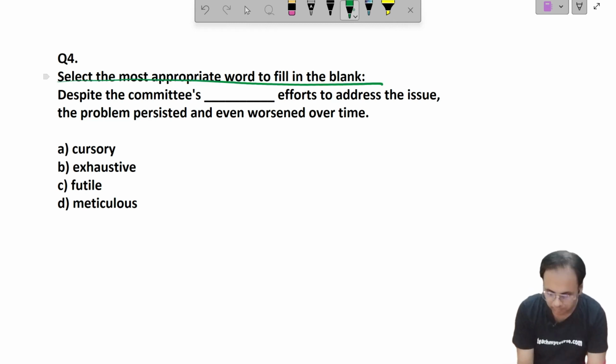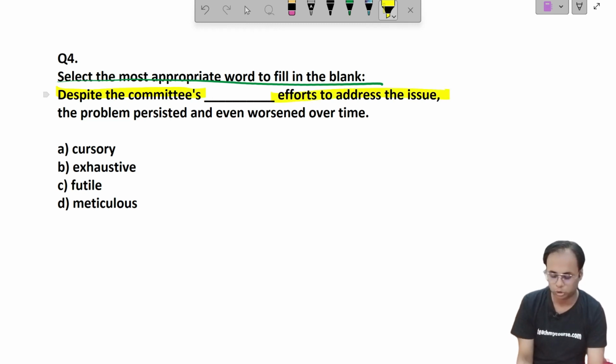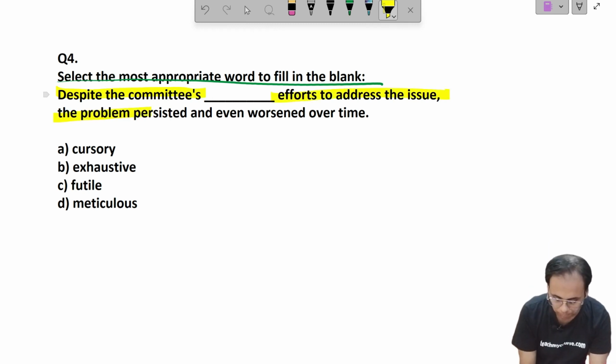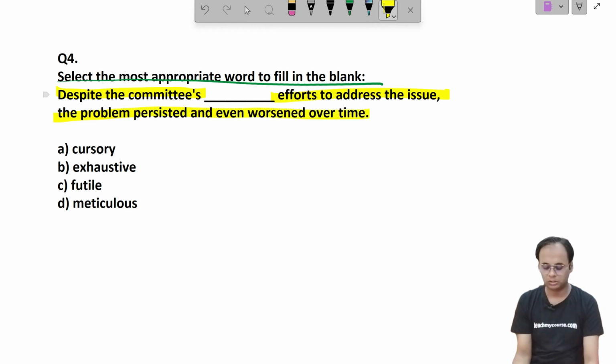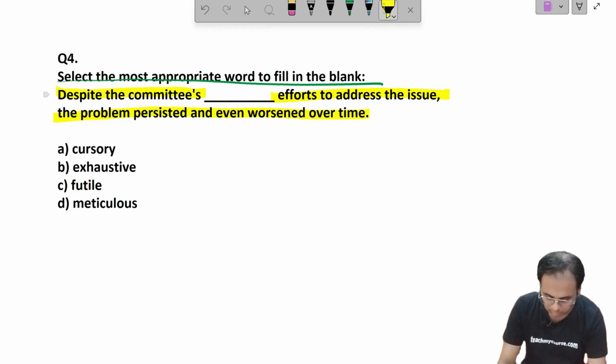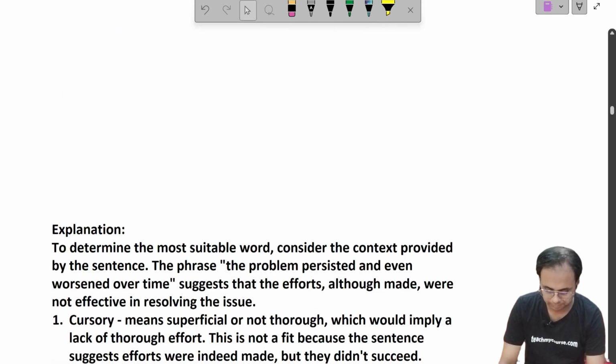So, despite the committee's dash efforts to address the issue, the problem persisted and even worsened over time. So the committee has made some sort of efforts to address some sort of issue. Still, the problem persisted and worsened over time. So what should be the correct word for this? Okay. Now, let us see the explanation for that.